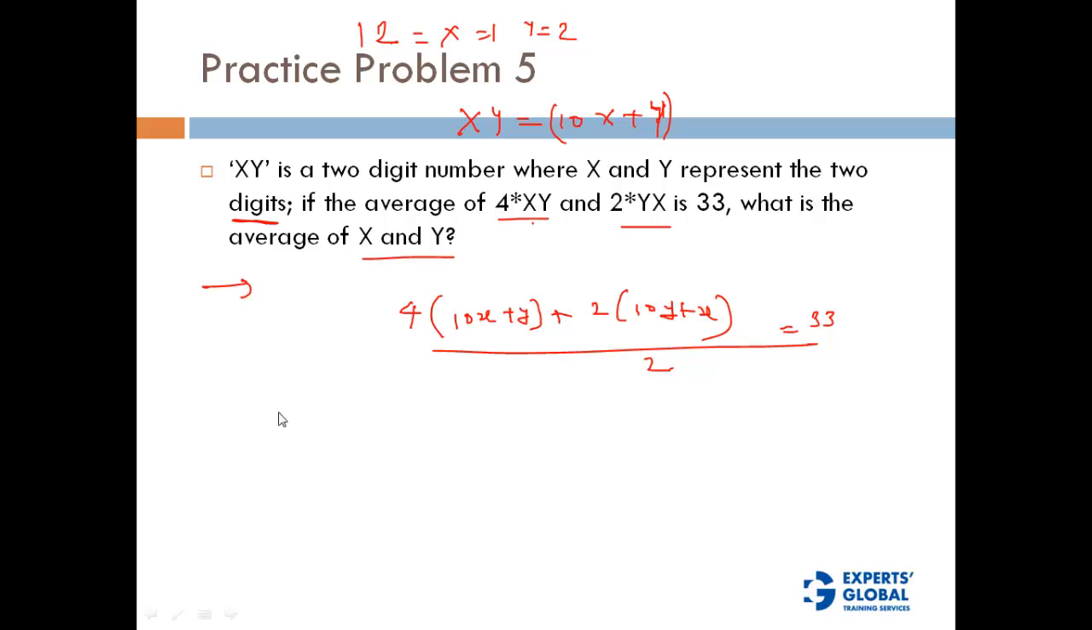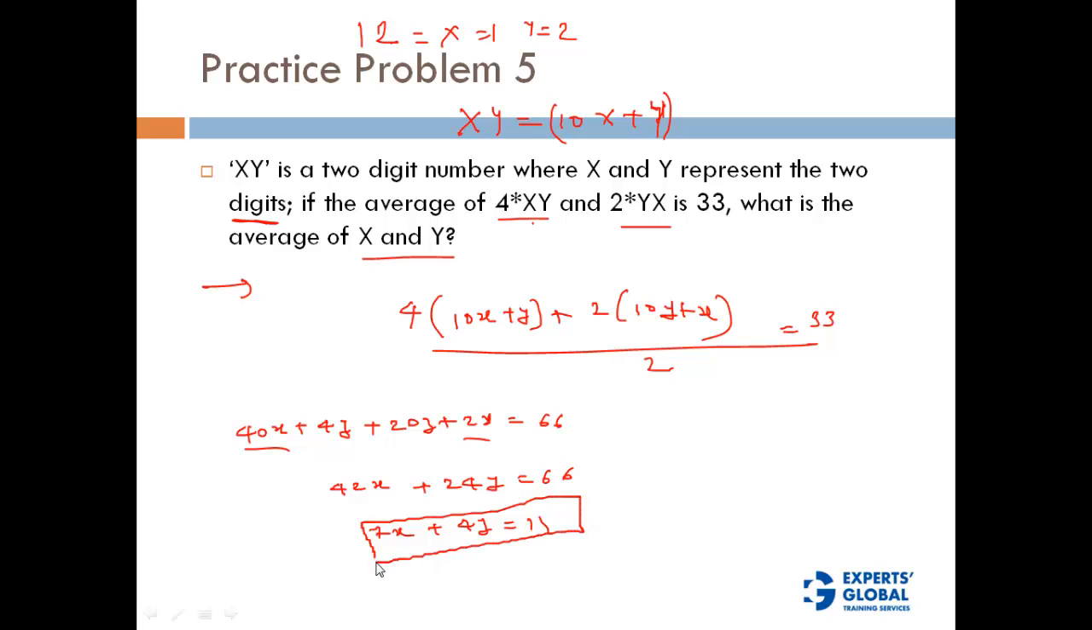Okay, so let's solve this. What do we get? 40X plus 4Y plus 20Y plus 2X is equal to 66. So let's combine all these X terms together. What do you get? 42X plus 24Y is equal to 66. Correct? So let's divide by 6. So what do we get? 7X plus 4Y is equal to 11.